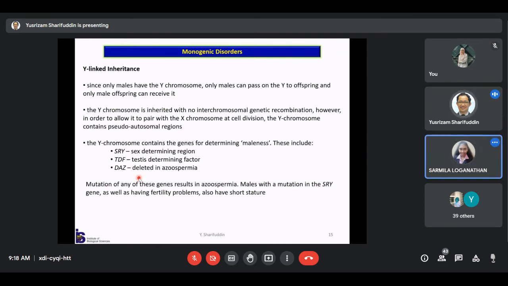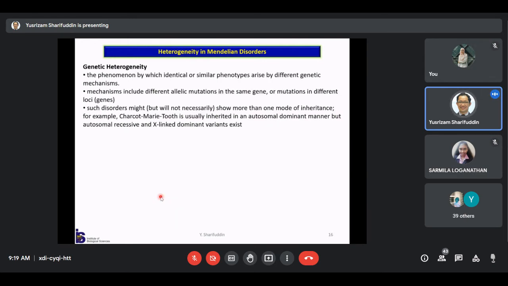Okay. So mutations on any of these genes that reside on the Y chromosome will result in azoospermia. So males with mutation in the SRY gene, as well as having fertility problems, also have short stature. But you don't go around saying that short males have SRY gene mutation and will have fertility problems. No, that is not the case. This is generally the features observed. Don't go around saying that short males are infertile.